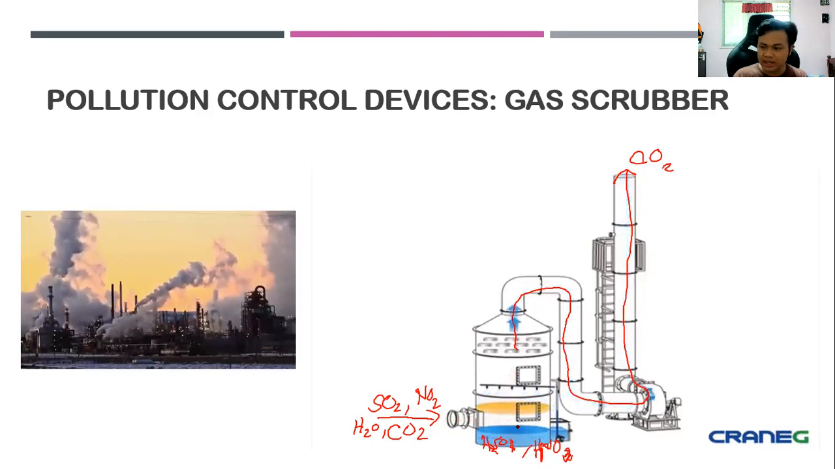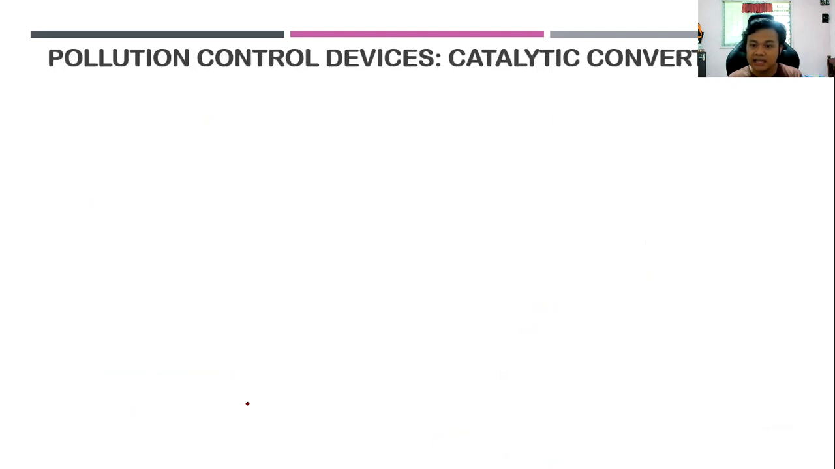And how about our engines? What we described earlier is a stationary source. So what about the mobile sources like the engines, the motorcycles, or automobiles? What do we do? Chemical engineering again, which is your catalytic converter. So what is a catalytic converter?